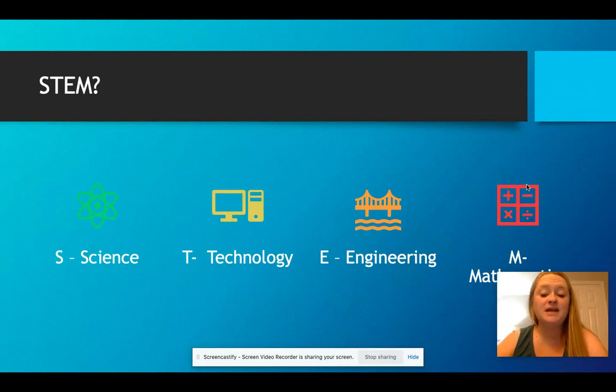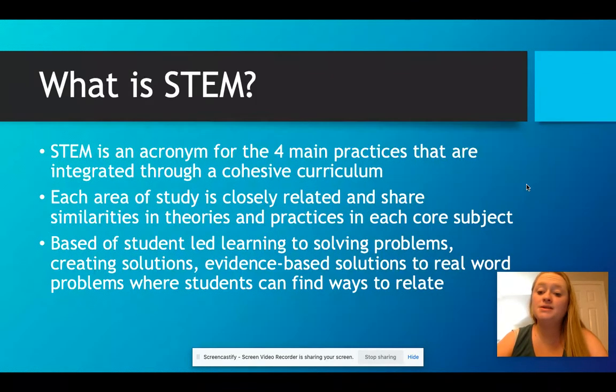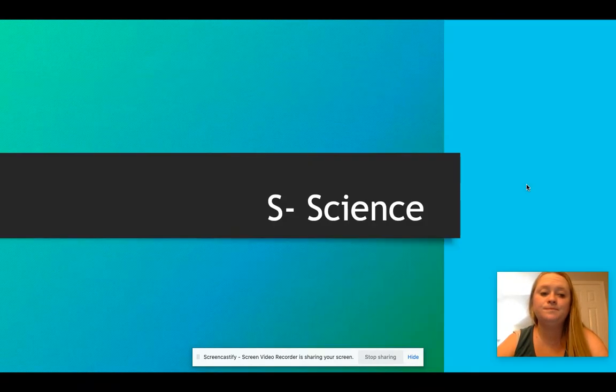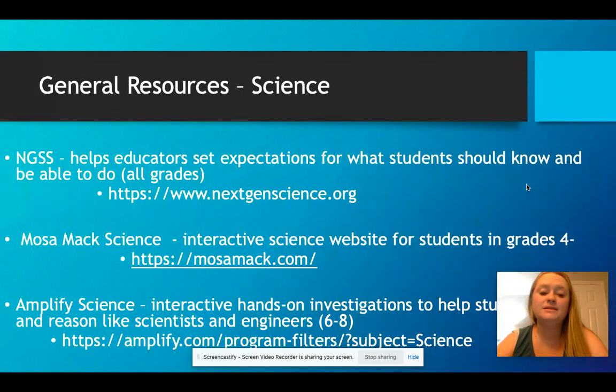STEM stands for Science, Technology, Engineering, and Mathematics. What is STEM? STEM is an acronym for the four main practices that are integrated through a cohesive curriculum. Each area of study is closely related and shares similarities in theories and practices in each core subject. It's based off student-led learning to solve problems, creating evidence-based solutions to real-world problems where students can find ways to relate to them. The first letter in the acronym is science.